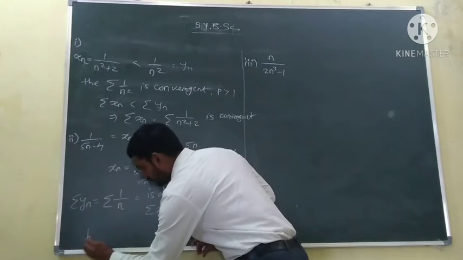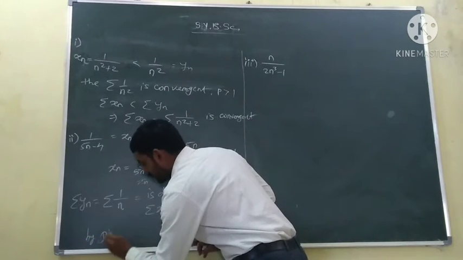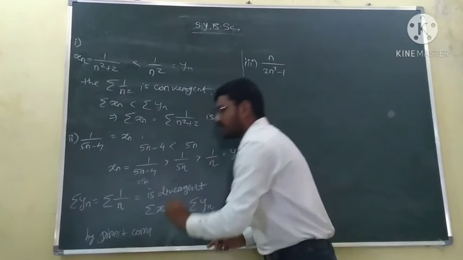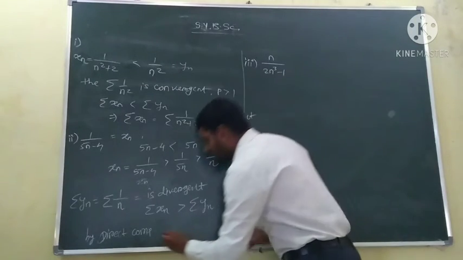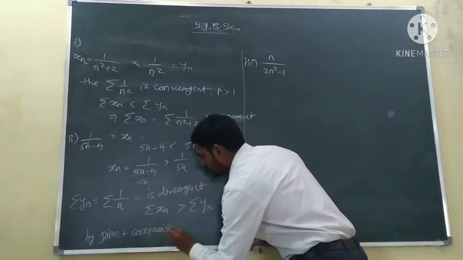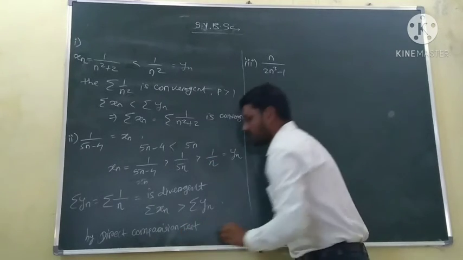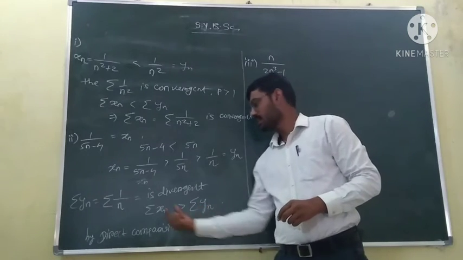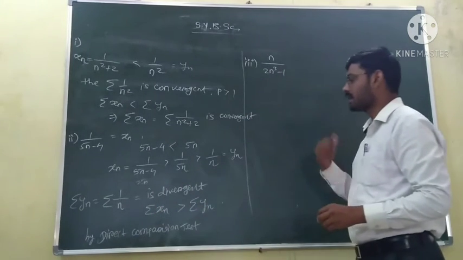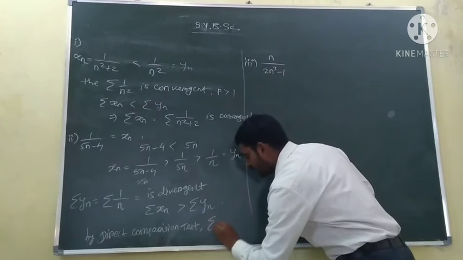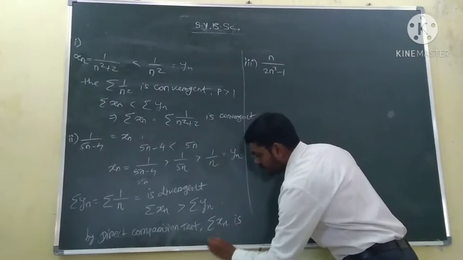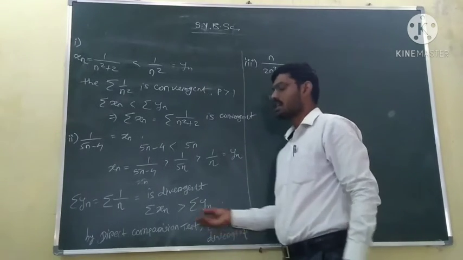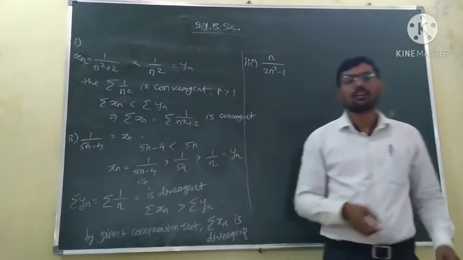So by direct comparison test, DCT, what can we conclude? The smaller series is divergent, so the bigger series must be divergent. So by direct comparison test, the series xn is divergent, because the smaller series is divergent, so the greater series is also divergent.